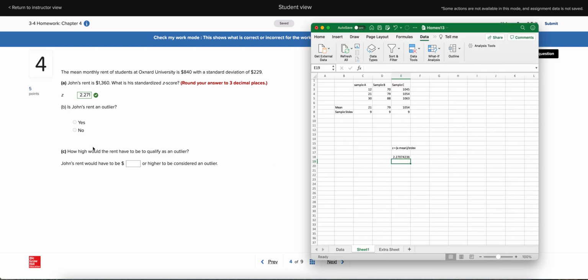Now bring back up Excel. So for something to be considered an outlier, you have to be more than 3 standard deviations away, right? So if I take 840, my mean, and add 3 times the standard deviation of 229, I get 1527. Rent of $1,527 would be an outlier.